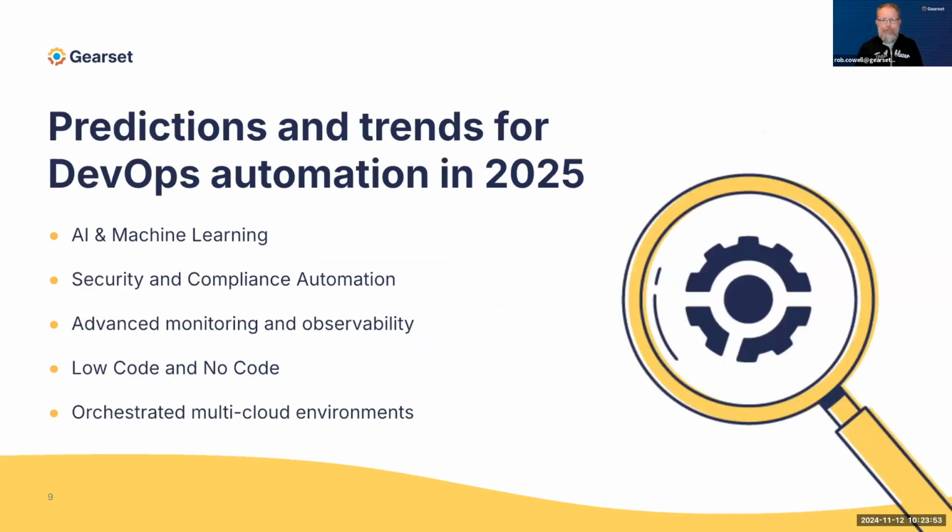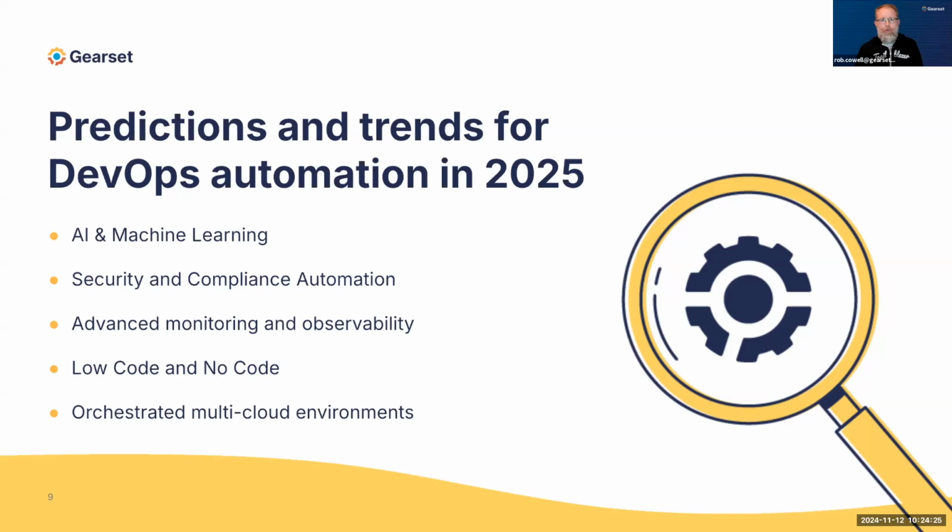So now we get to the fun part, predictions and trends for 2025. As we look towards 2025, the DevOps landscape is going to evolve pretty quickly. There's new technologies, rising customer expectations, there always is, and increasing regulatory requirements, all of which are shaping the future of DevOps in the Salesforce ecosystem. So let's have a look at some of those key trends that we can expect to see and what they mean for those teams that want to stay ahead of the curve.